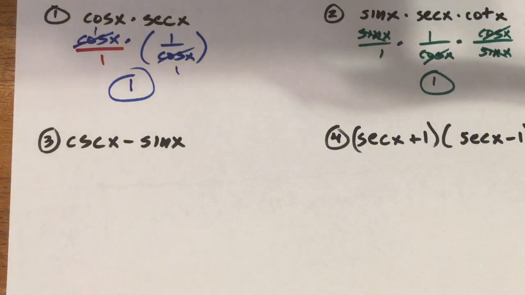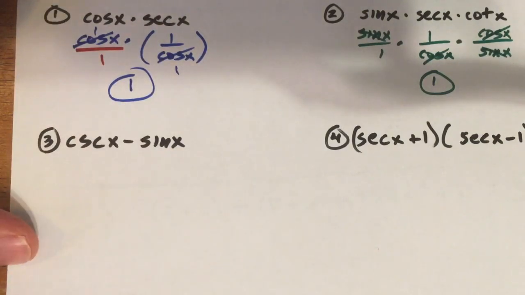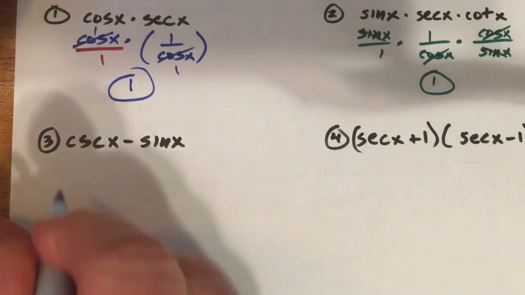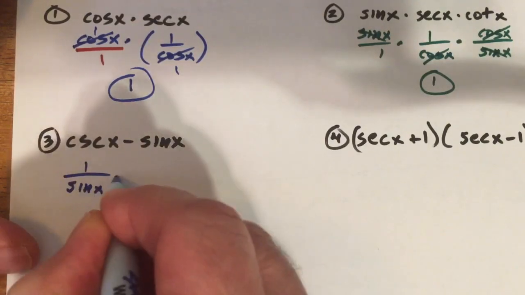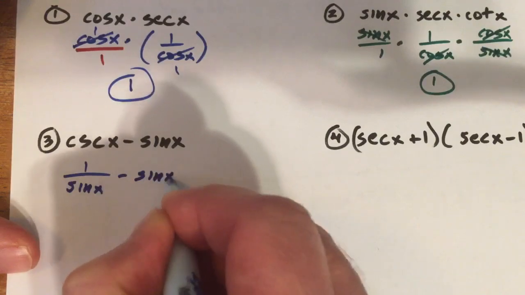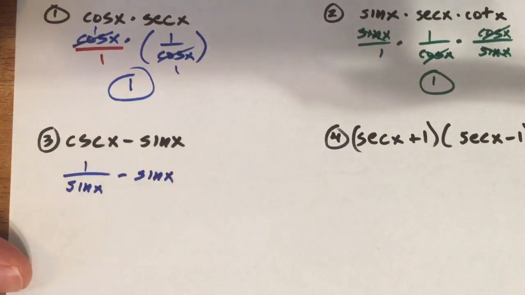Okay, let's take a look at problem number 3. Cosecant minus sine. What do we do? Well, let's go ahead and change everything into sines and cosines. This will be 1 over sine minus sine. Because this is a fraction, let's go ahead and make this also into a fraction. We know fractions work well together. So we'll put this over 1.